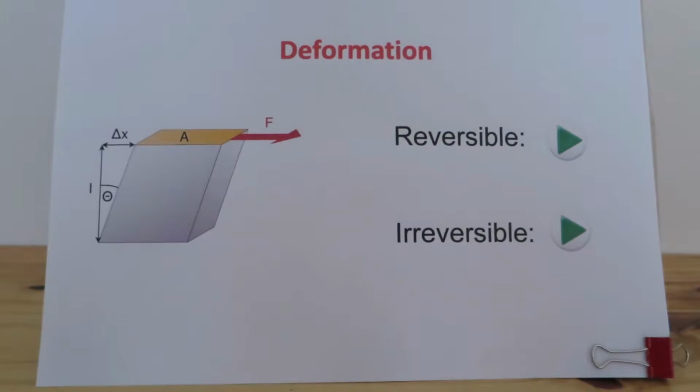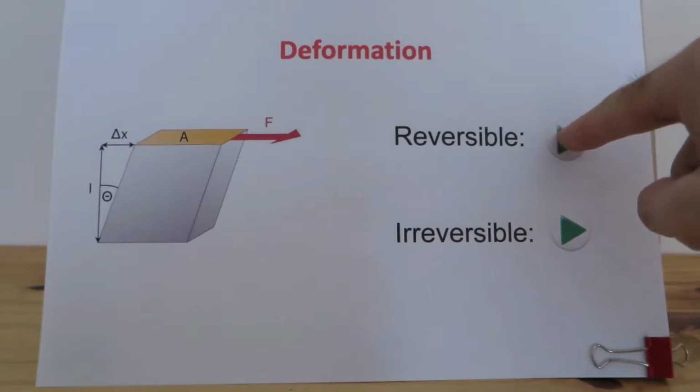But in the second case, reversible deformation, for example, in one experiment with an elastic, when we apply the force, the elastic deforms, but when we take this force out, it returns to its original form. This happens because the elastic has a cross-linked structure that keeps and recovers the material's original form. Play and see the reversible experiment.